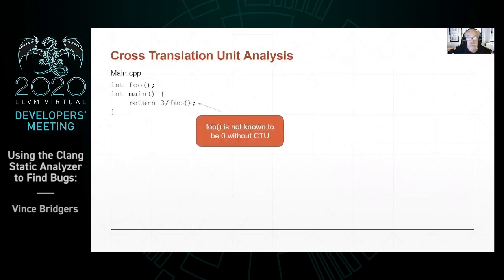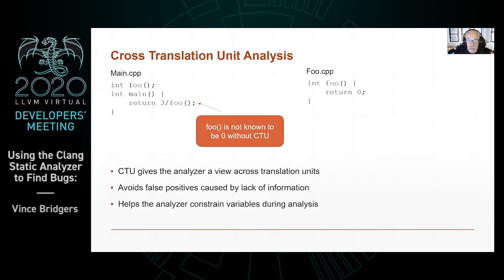So an example. So let's look at main. This is a function main which calls 3 divided by the value returned from foo. In this case, foo is not known to be 0 without CTU. But let's just say somebody decides to write foo and return 0. So this is a real divide by 0 issue. So in that case, we'd want the analyzer to find this and report this problem. So CTU gives the analyzer a view across translation units that we don't otherwise have. We avoid false positives caused by the lack of information, and we help the analyzer constrain variables during the analysis.